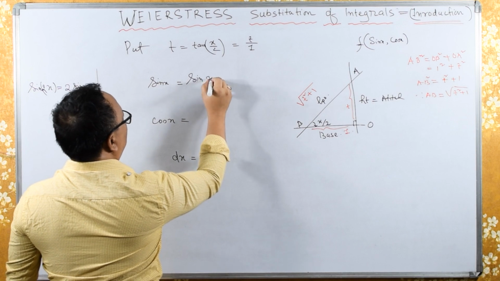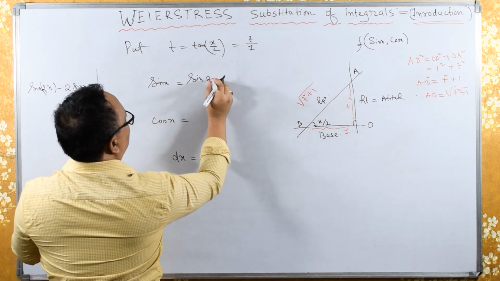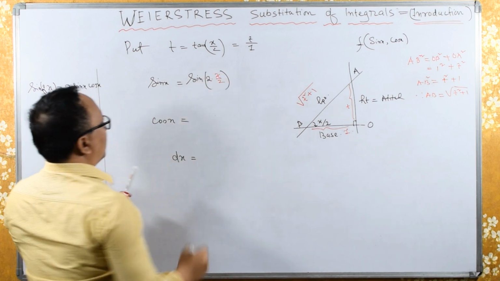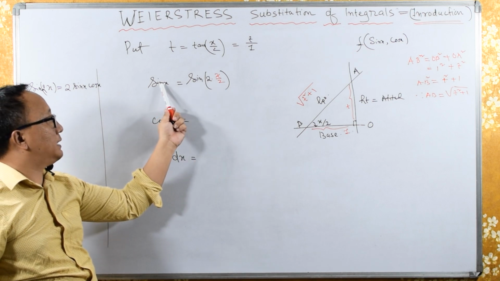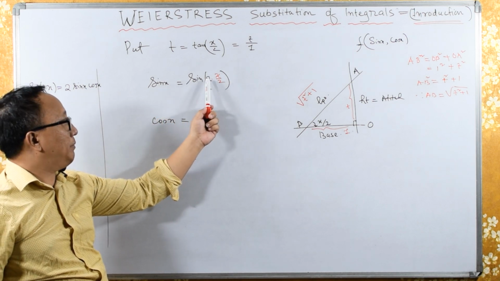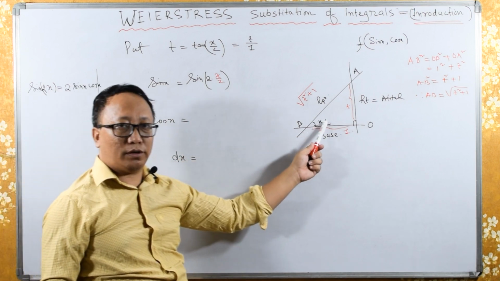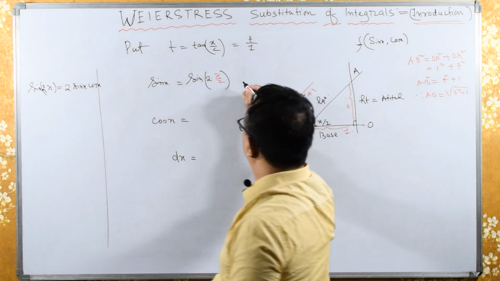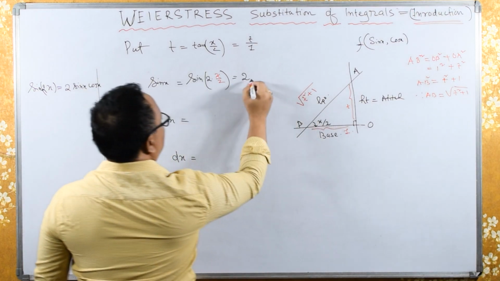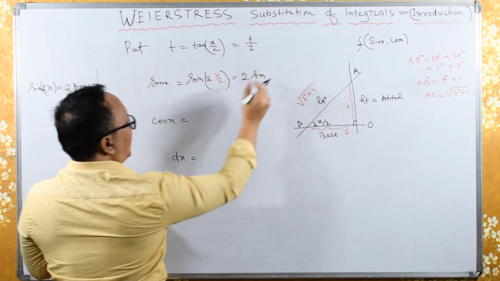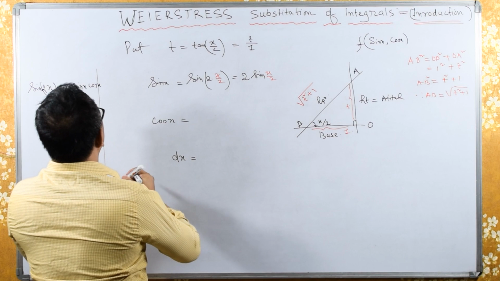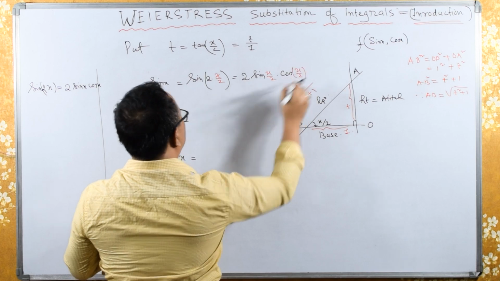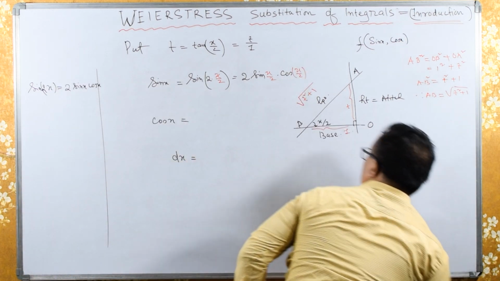Therefore I can write sin of x as sin of 2 into x by 2, because the 2 gets cancelled. Why have I written this? Because I want to get into this angle form. The sin 2x formula we have: sin 2x is 2 sin x into cos x. So this is the same as 2 sin of x by 2 into cos of x by 2. Now we'll solve this later on.